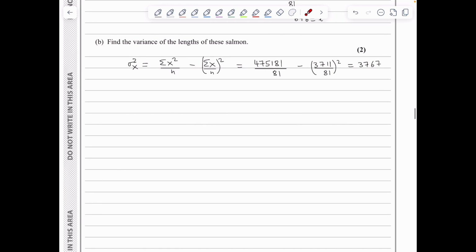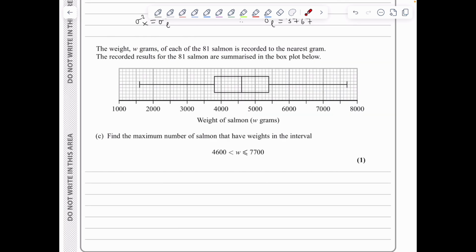So this means that sigma squared x is equal to sigma squared L, and therefore we conclude that sigma squared L, the variance of the lengths, is equal to 3,767. Now the weight W grams of each of these 81 salmon is recorded to the nearest gram, and the results are illustrated in the box plot shown here.